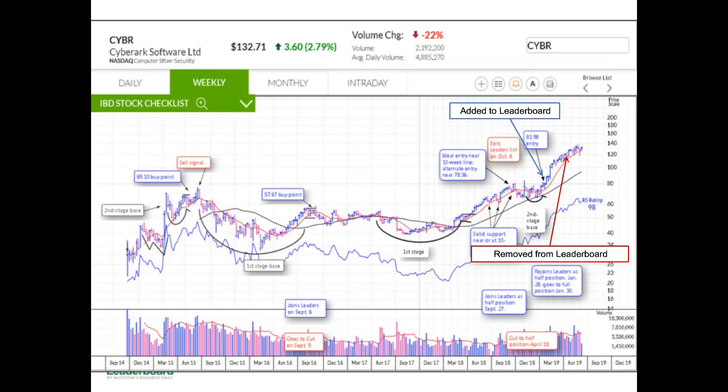It really is interesting looking inside the security software group right now, because we added CyberArk in late January as it was breaking out, and it was a nice winner for us. But at one point it was Palo Alto Networks that was looking like a leader in this group. But it's just a good example of how new technologies, emerging leaders can sometimes supplant the old leaders in a group. And CyberArk and Zscaler look to be the cream of the crop right now in the security software group.